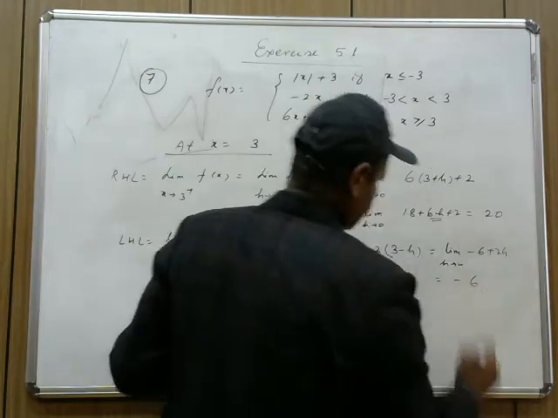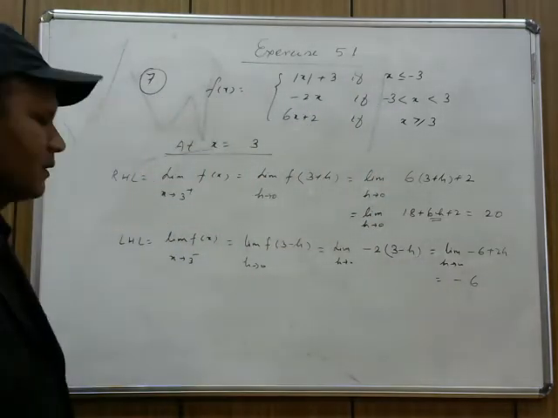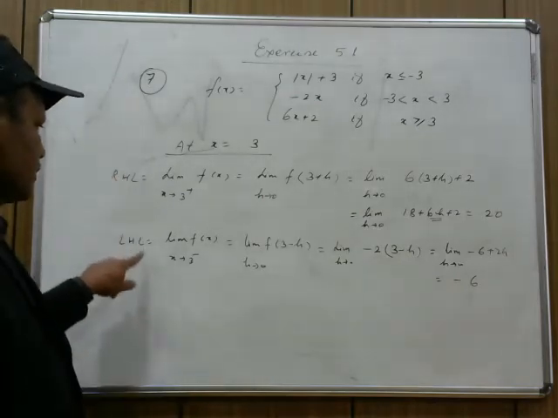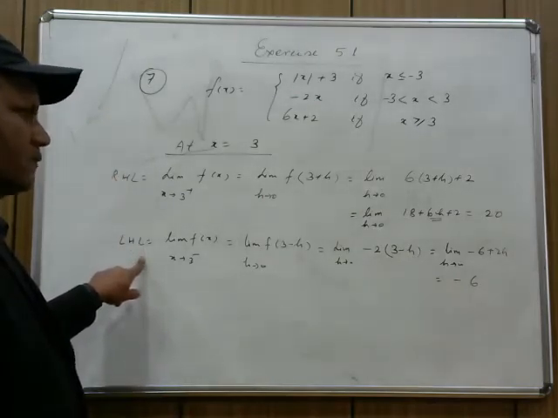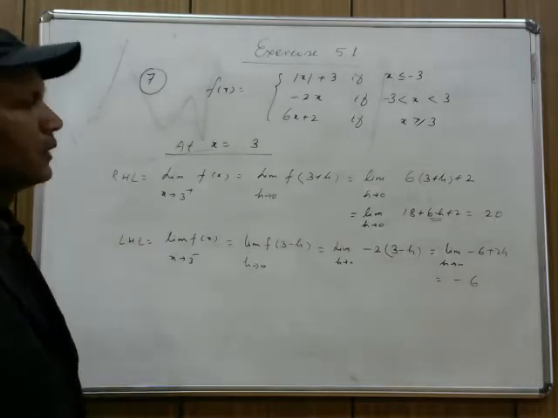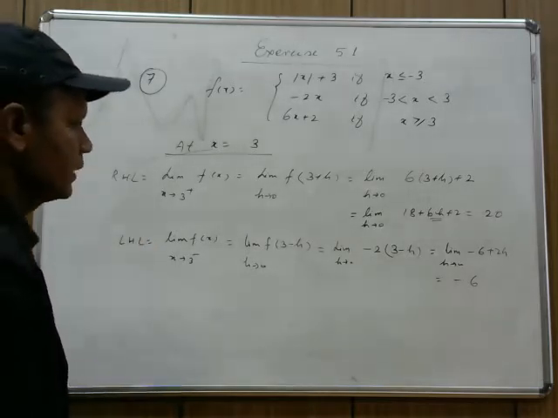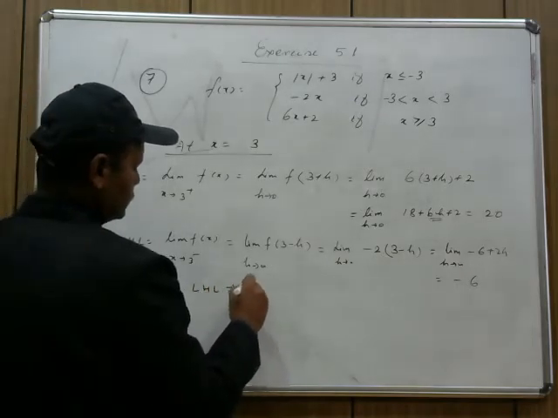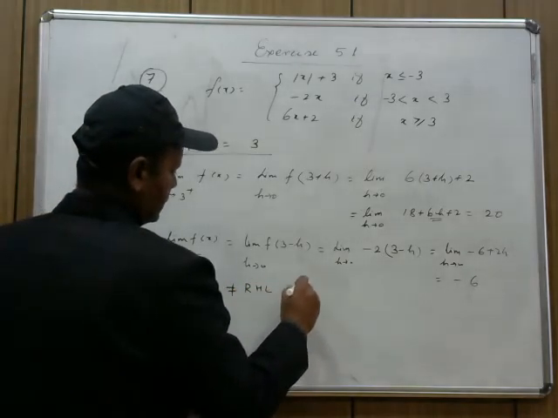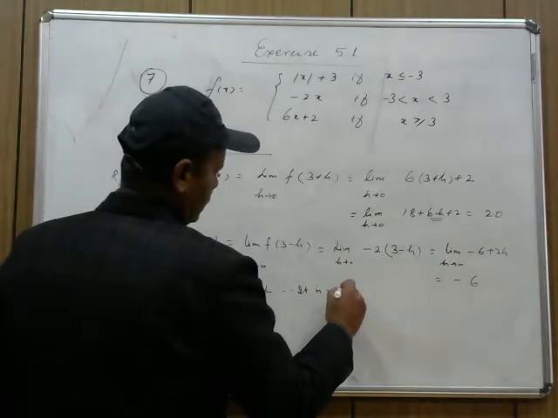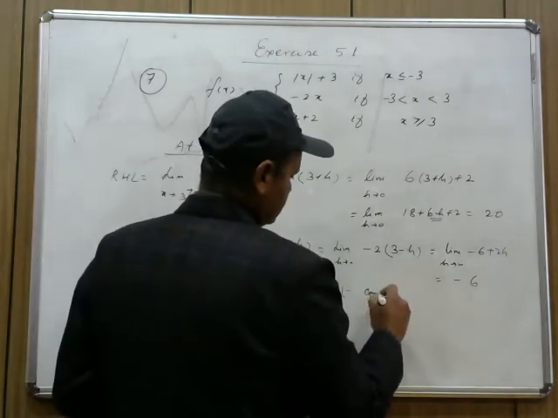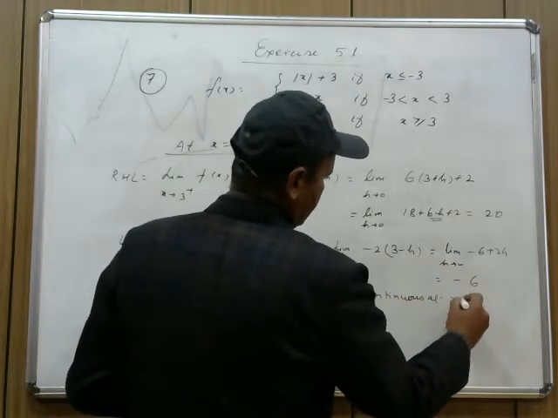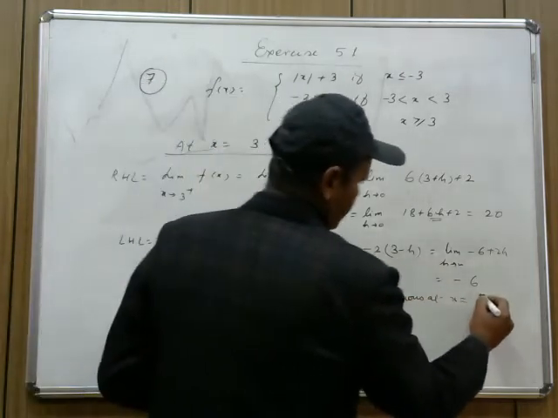to minus 6. No need to find out at x equal to 3, because what we see is that RHL is not equal to LHL, and therefore this function is not continuous at x is equal to 3. If LHL is not equal to RHL, hence it is not continuous at x is equal to 3.